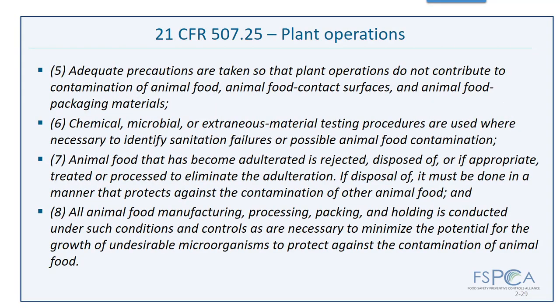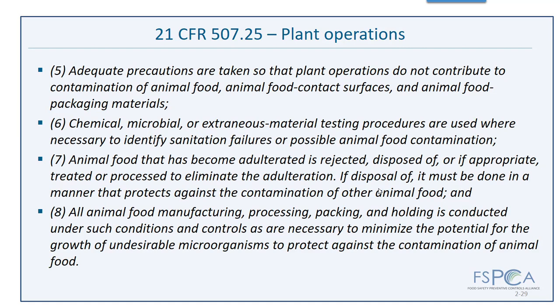Adequate precautions are taken so that plant operations do not contribute to the contamination of animal food. Chemical, microbial, or extraneous material testing procedures are used where necessary to identify sanitation failures. Animal food that has become adulterated is rejected, disposed of, or if appropriate, treated or processed to eliminate the adulteration. And please make sure you have it labeled throughout that process.